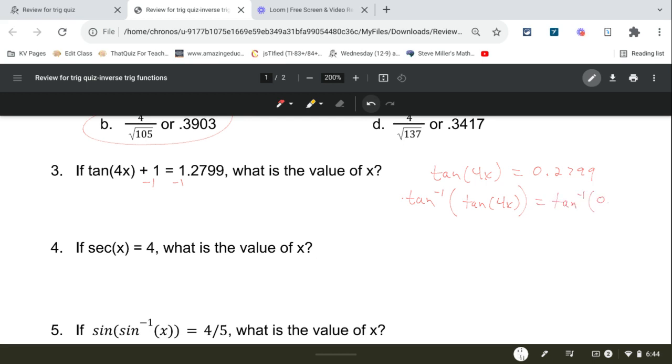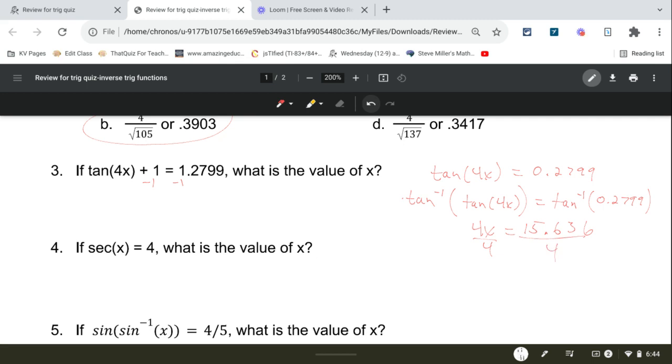Tangent inverse of 0.2799. And on the left-hand side, the idea is that the tangent inverse and the tangent just knock each other out. They are inverses of each other. So you're just left with 4x. And on the right-hand side, let's see what kind of number this is. I said that wrong. 0.2799. That comes out to 15.636. And then, of course, you'd have to divide by 4.